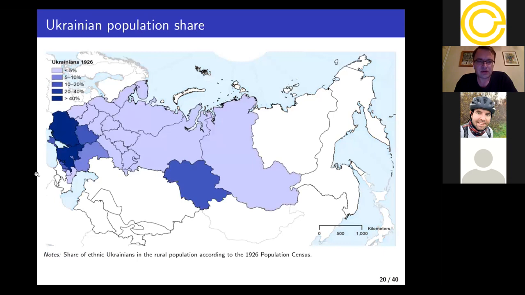This map tells you where Ukrainians live. Ethnic Ukrainians lived in the Soviet Union in the 20s, according to the 1926 population census. Of course, the highest share was in Ukraine, but not only. Kuban and Don regions had many Ukrainians. Also, thanks to Stolypin migration, there were Ukrainians in Siberia.